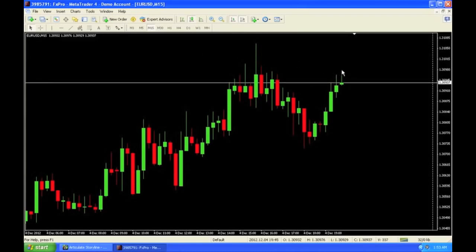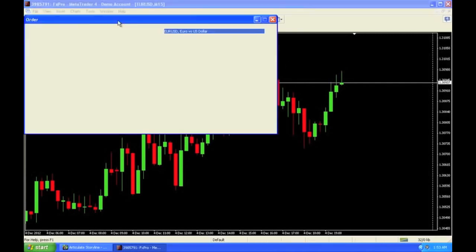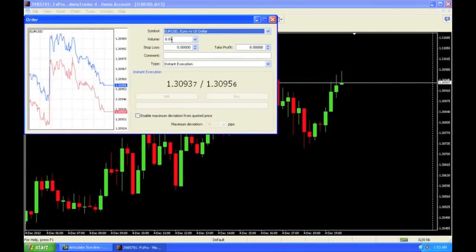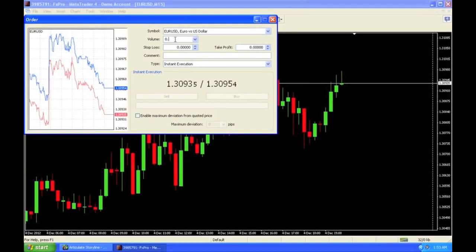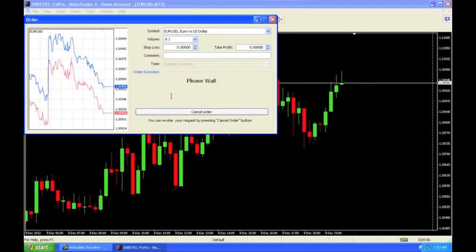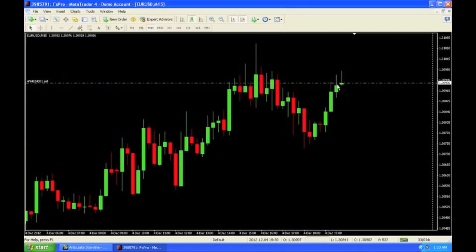Okay, so in this particular case, I am going to sell because I think the markets are going to go down. I'm going to sell one mini lot, which is 0.1. I click the sell button. What I've just done is what we call a market order. I've placed a trade at the market price. I did not expect the market to go to a certain price and then execute.